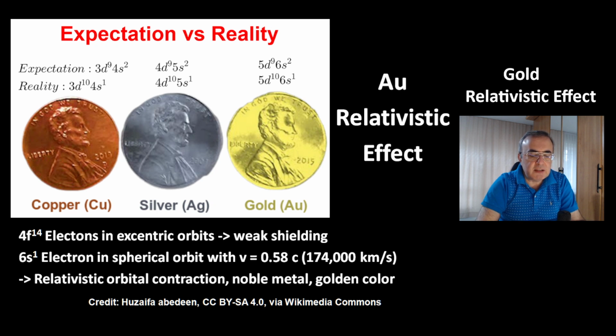This electron has a speed of 58% of the speed of light, which is about 174,000 kilometers per second. And that makes gold a very noble metal. And not only the orbitals, but also the energy levels are contracted. So much so that gold can absorb parts of the visible blue light. And this gives gold its golden color, because yellow is the complementary color to blue.